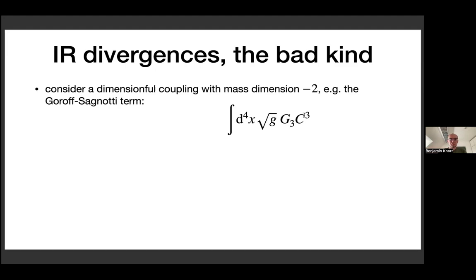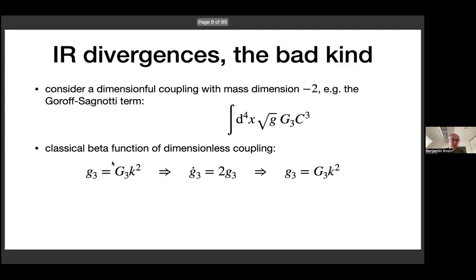If you would write down the classical FRG beta function of the dimensionless coupling, you first introduce a dimensionless coupling by multiplying capital G3 by k squared. This combination is dimensionless. If you do not include quantum corrections, the beta function is very straightforward. It's just 2 G3. And of course, you integrate this beta function again, you get back what you put in, namely G3 is proportional to k squared. The constant of proportionality is just the coupling in the infrared.